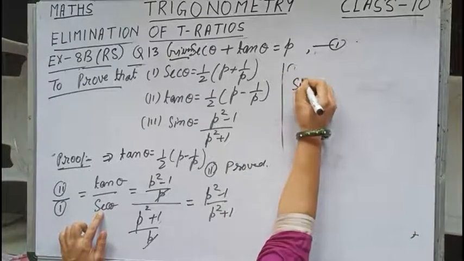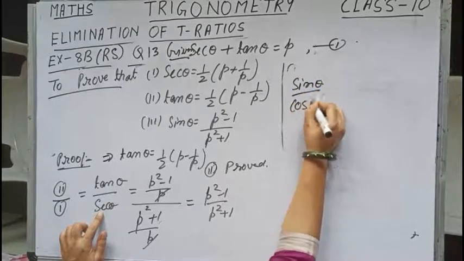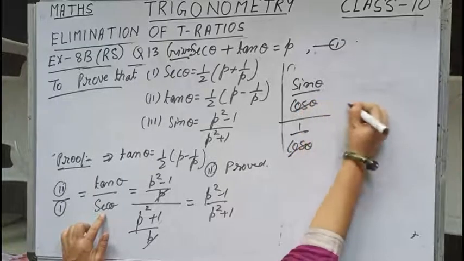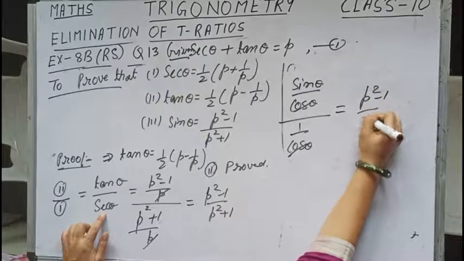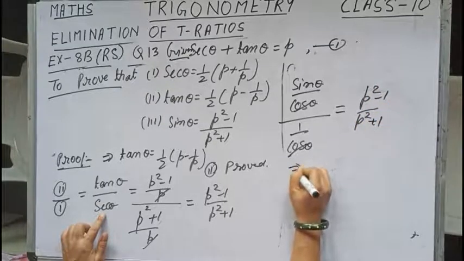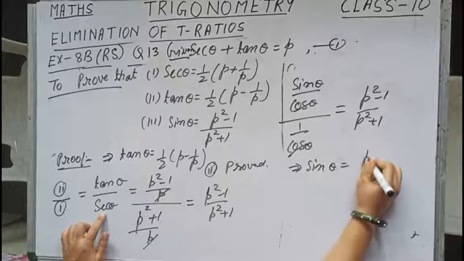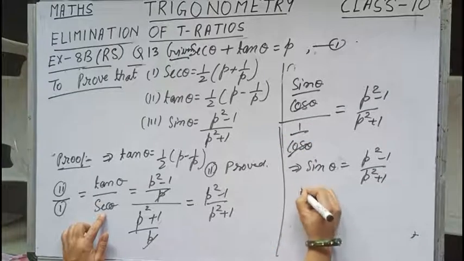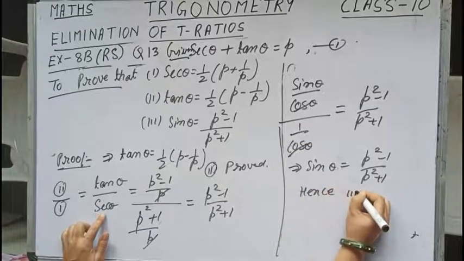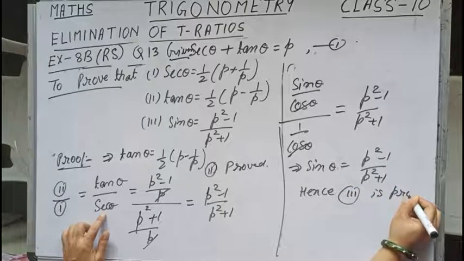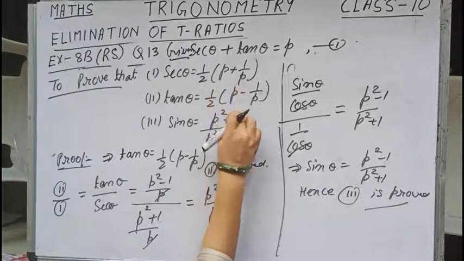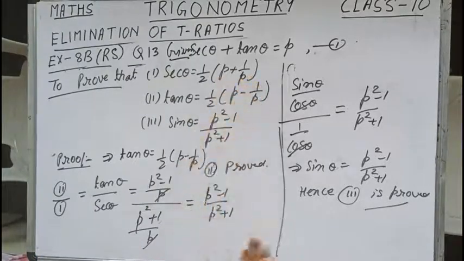Now tan theta is sin theta by cos theta, and this value is 1 by cos theta. So obviously these two will be cancelled, and this equals p square minus 1 by p square plus 1. This implies sin theta equals p square minus 1 by p square plus 1, and hence number 3 also is proved. So children, whenever you get such type of questions, see what operations we have to do. The proving part will only show the operations which we have to perform. Let us find one more question.